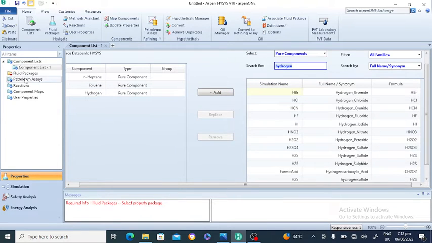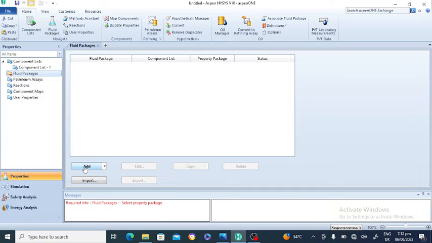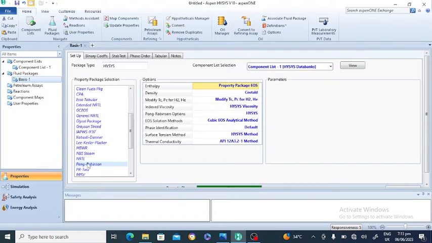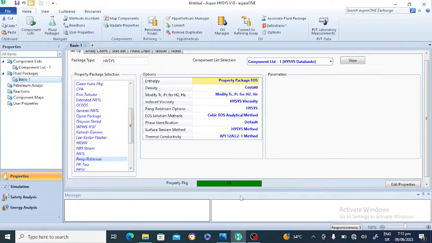Now go to the fluid package. In the fluid package, click on add and add a fluid package. Mostly for hydrocarbons we use the Peng-Robinson equation of state. So click on the Peng-Robinson equation of state. This is okay. The green bar shows that all the properties are okay. Then go to the simulation. Click on simulation.